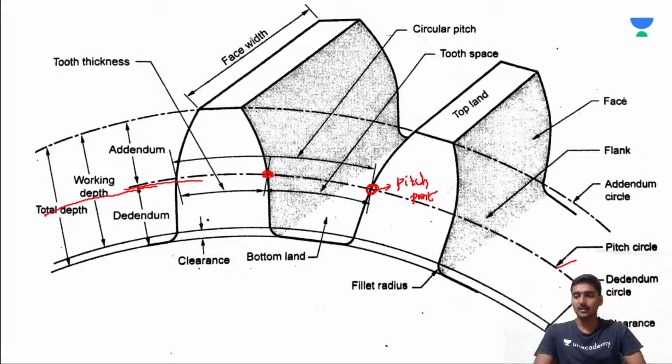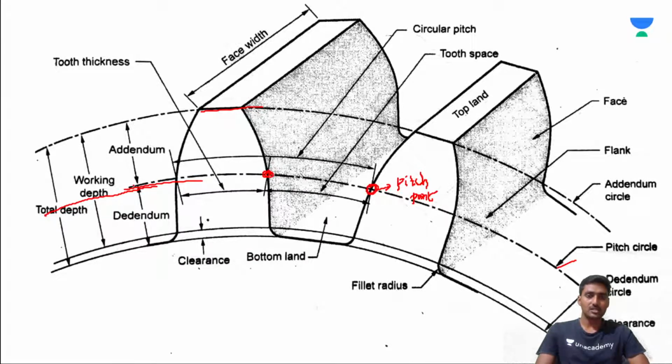From the pitch circle, we are discussing the remaining parts. First, addendum and dedendum circles. The circle drawn through the top of the teeth is called the addendum circle. The circle drawn through the bottom of the teeth is called the dedendum circle.